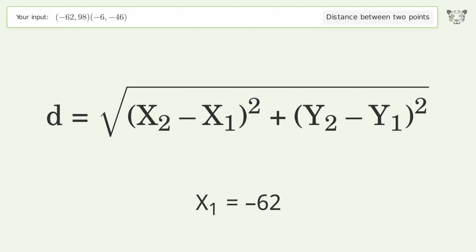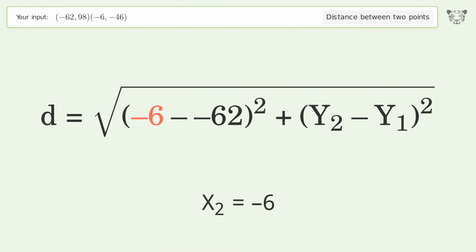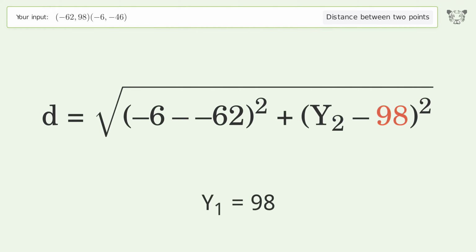x1 equals -62. x2 equals -6. y1 equals 98. y2 equals -46.